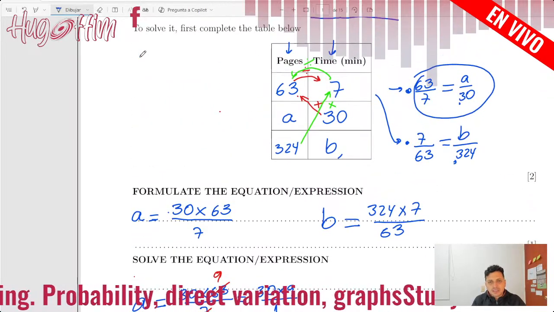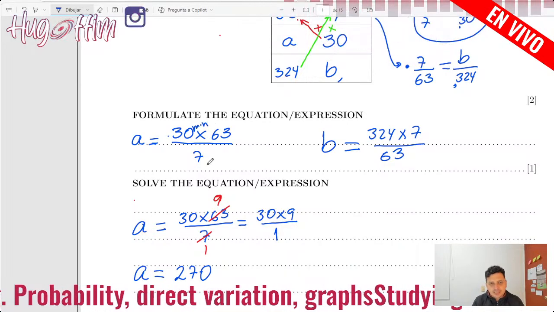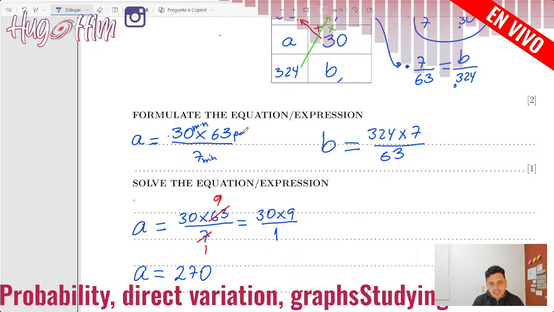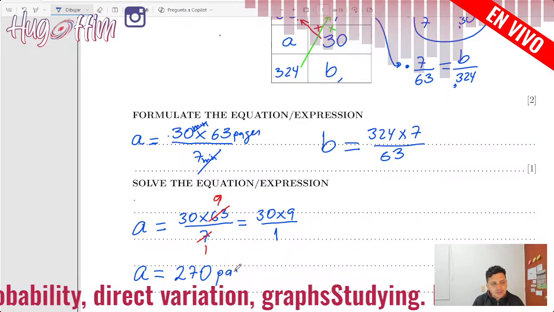Remember, 63 is minutes, this is minutes, this is pages. So it means that minutes with minutes are canceled. So the answer is going to be pages.